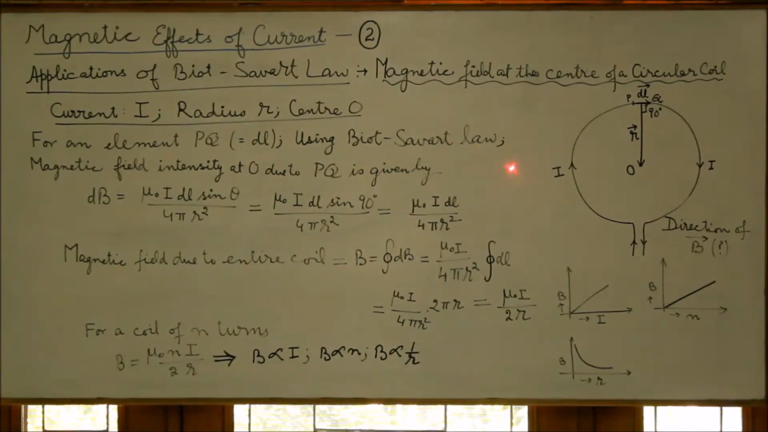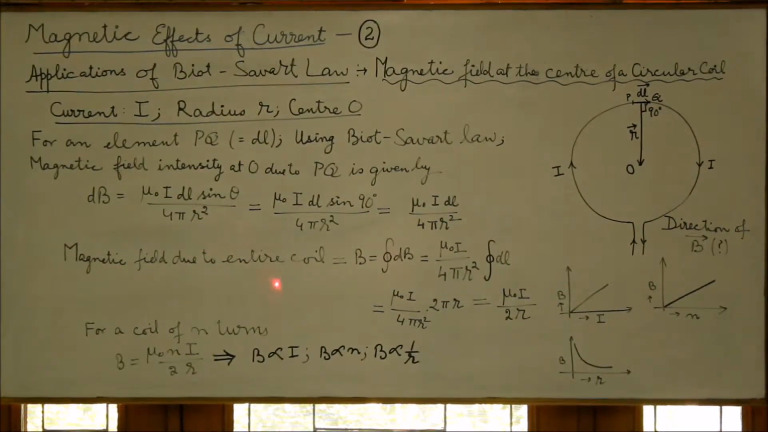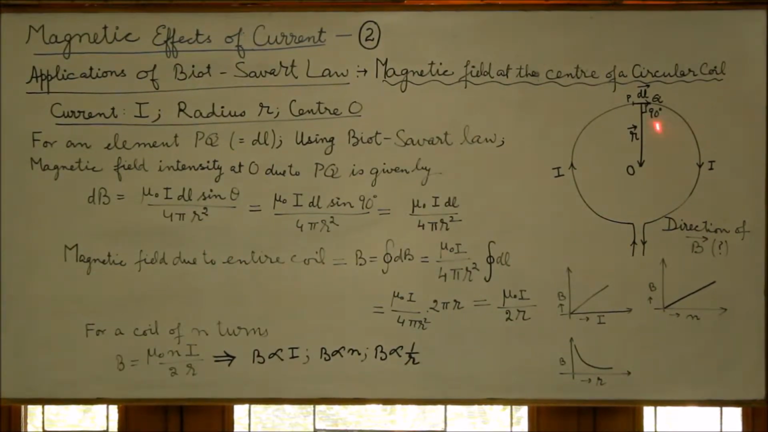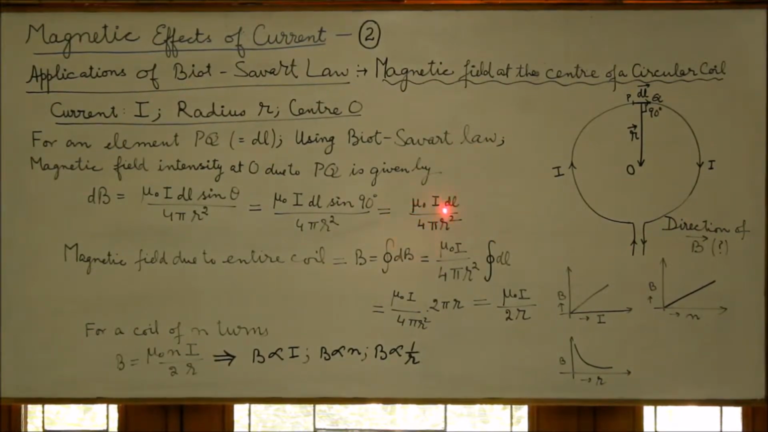By Biot-Savart law, we can get the magnetic field at O due to this element PQ. So the magnetic field intensity at O due to this small element will be given by mu naught I dl sin theta over 4 pi r square. From the diagram it's clear that the angle between dl and r vector is 90 degrees. So theta will be replaced by 90 degrees, and since sin 90 is 1, you get dB equal to mu naught I dl over 4 pi r square.